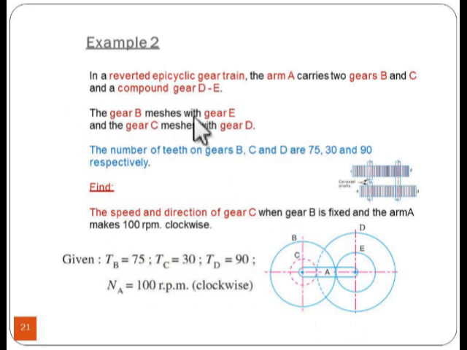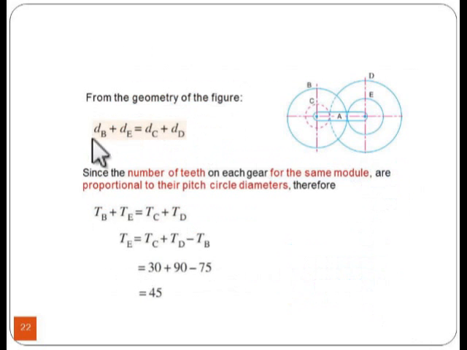And this is going to be your question. The gear B meshes with gear E, and gear C meshes with gear D. The number of teeth on gears B, C and D are 75, 30 and 90 respectively. We don't know the number of teeth in gear E. Now how do I find it out? I already told you about the radius. They have a common center, and that way I can find out the radius using the diameter as well. Radius and diameter are just half of each other.